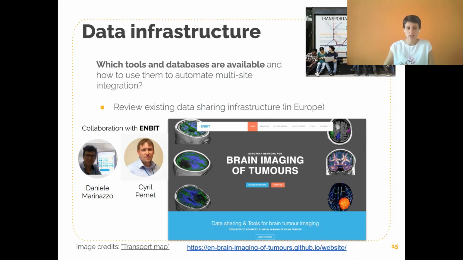That was an initiative started by Daniele Marinazzo and Cyril Pernet. So they do have a database behind that website that lets people share their data, and this is based in Europe. But of course, we'd be happy to work with other efforts to make a review of all these platforms that are available for researchers.